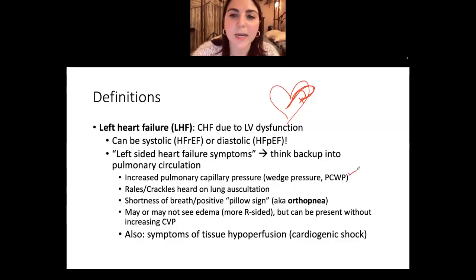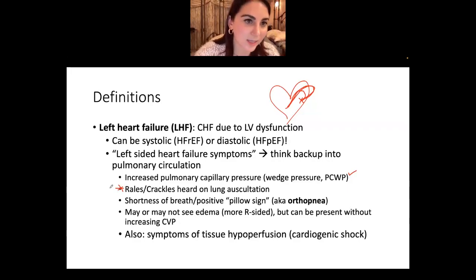So right away, you're going to see an increase in your wedge pressure. If you've been ordering Swan-Ganz catheters, that's what you're looking for. Does this patient have left-sided heart failure? That means the pulmonary capillary pressure, the wedge pressure, should increase. You also hear rales and crackles heard on lung auscultation.